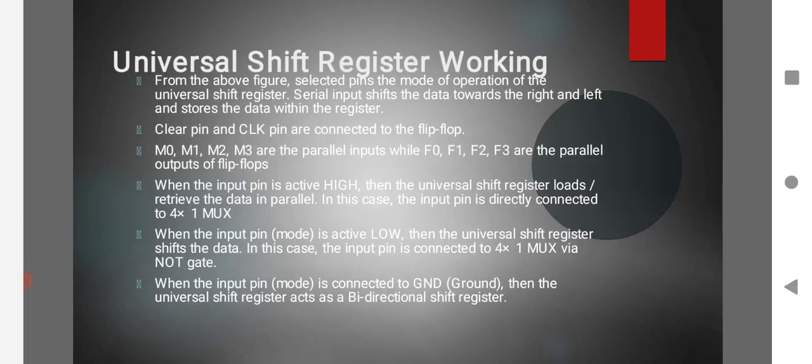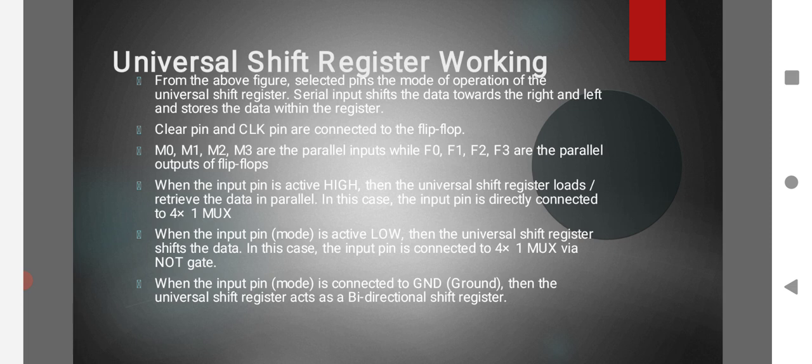How does it work? From the above diagram, the select pins decide the mode of operation of the Universal Shift Register. Serial input shifts the data towards the right and left and stores the data within the register. Clear pin and clock pin are connected to the flip-flops. M0, M1, M2, M3 are the parallel inputs. F0, F1, F2, F3 are the parallel outputs of the flip-flops.